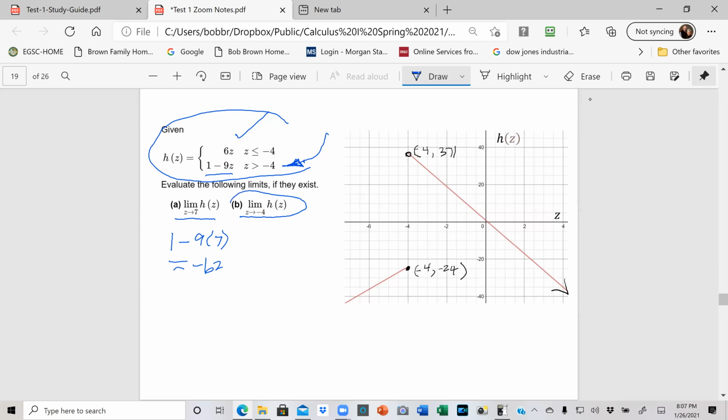Now the limit as z approaches -4, what would be the answer to that? Think about it. The limit, it didn't say from the right or the left. What would you say? What's another answer that's okay to say? The answer is it doesn't exist. You come in from the right, it's going to be 37. You come in from the left, it's going to be -24. So it does not exist.